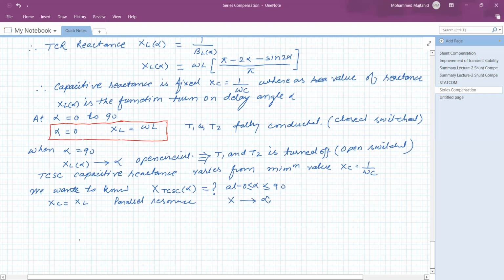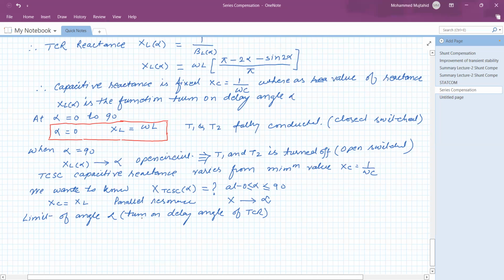So to avoid this resonance condition, there may be a limit of angle alpha. What is the angle alpha? The angle alpha is nothing but the turn-on delay angle of the TCR, thyristor controlled reactor. That is a part of the circuit. The limit of the angle is where the resonance is going to occur, isn't it?